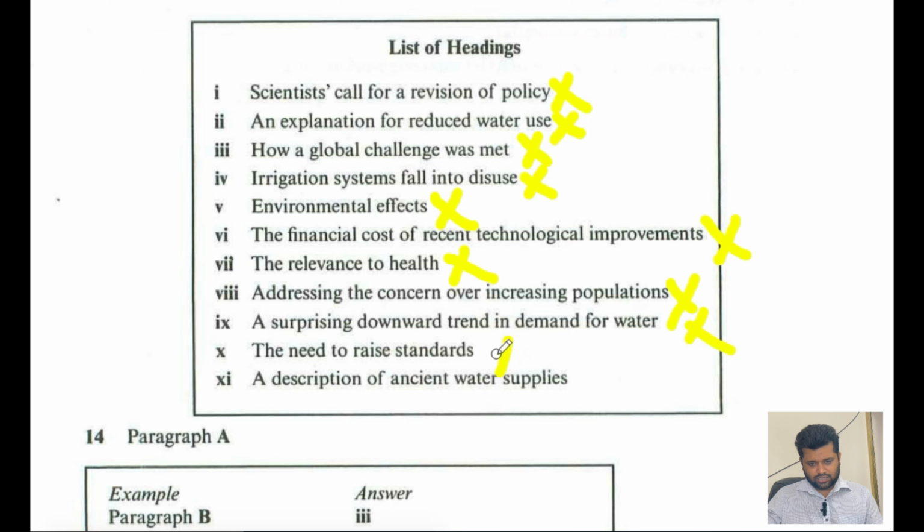So only we have the last one, a description of ancient water supplies. This totally matches because we find the Roman Empire and major systems. So this ancient keyword matches this headline. So we can write in question number 14, para 1 is headline number 11. Number 11 is totally matching with para 1. Okay.